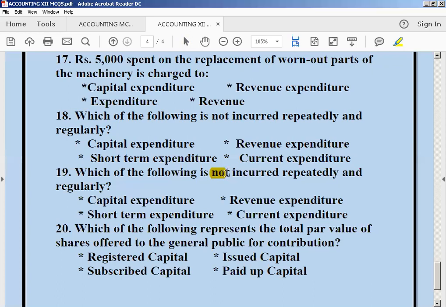And then we have number 20, which of the following represents the total par value of the shares offered to the general public for contribution. It is a very good MCQ because you people are feeling a little weak in the chapter issuance of shares and debentures. Now you have to think about which one represents the total par value of the shares.